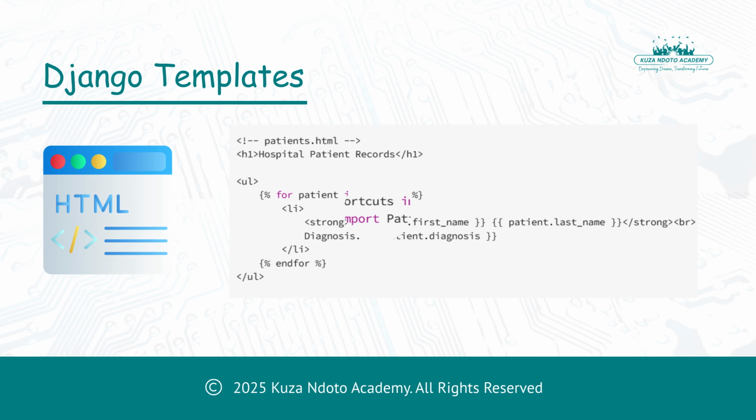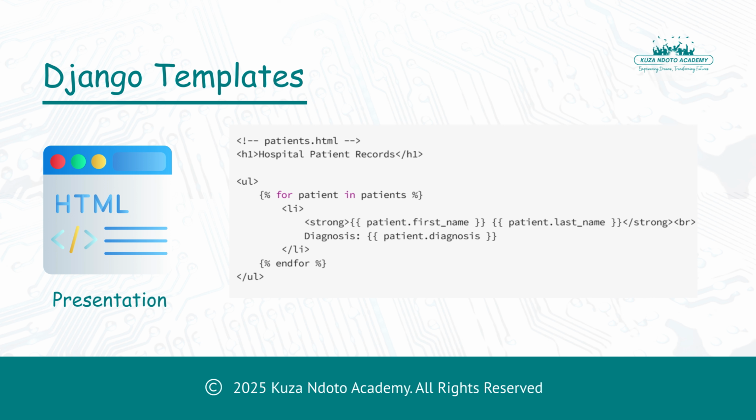On the other hand, the template controls the presentation layer. It is usually an HTML file with special Django template tags that allow you to insert dynamic content. The template takes the data that is provided by the view and renders it into the final HTML that your user sees.